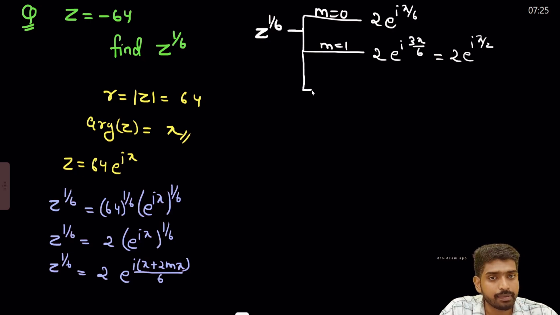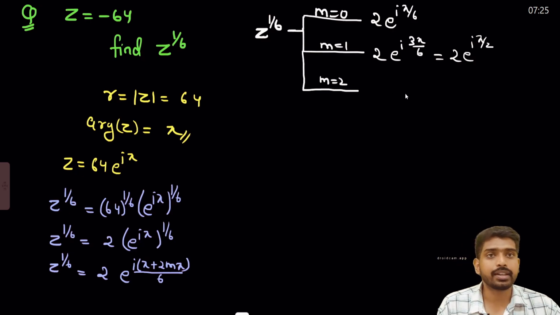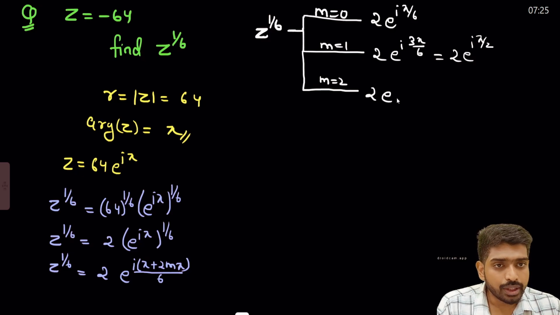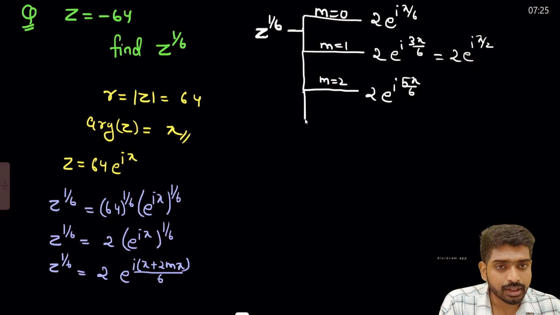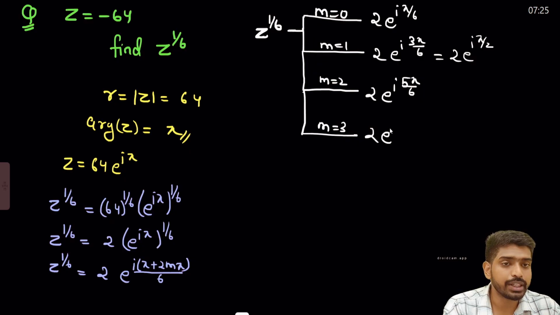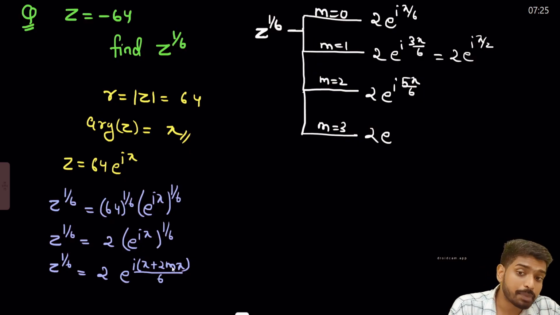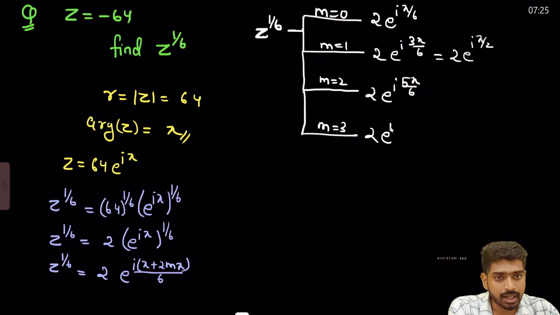Next, we'll keep m value as 2. We will get 2 e to the power iota, with 4 pi plus pi, 5 pi by 6. The fourth solution we'll get by keeping m value as 3. We'll get 2 e to the power iota, with 6 pi plus pi, 7 pi by 6.